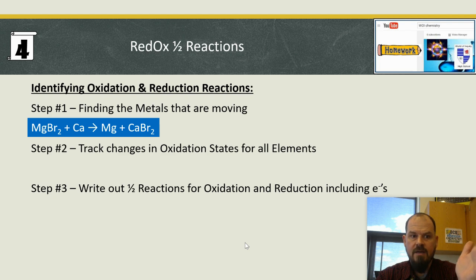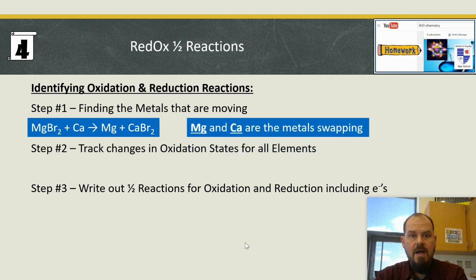Notice Br is a -1 on the reactant side. It's a -1 on the product side. He's not changing, so we call him a spectator ion. He's not in charge of any electrons. His oxidation number isn't changing. The Mg in the compound, again, is a +2. Then it's going to an Mg with a 0. So there you go. Mg and Ca are the metals that are swapping, obviously.